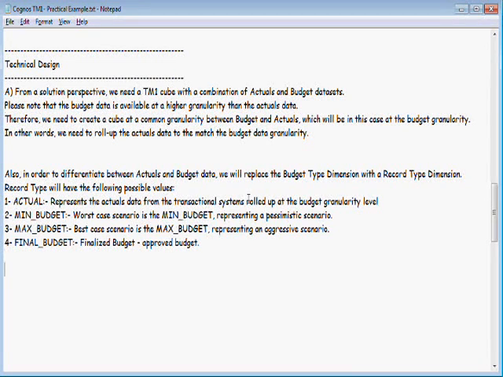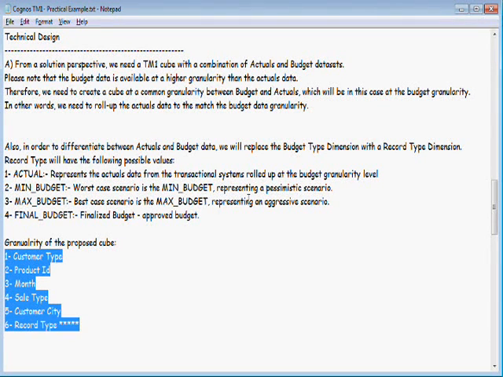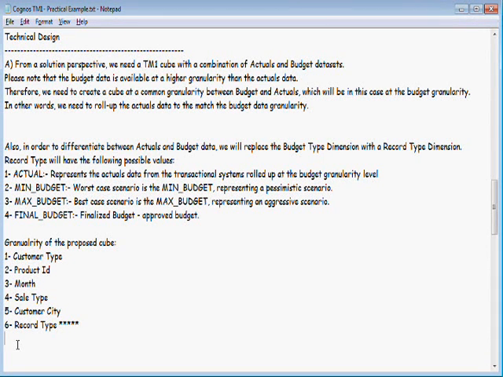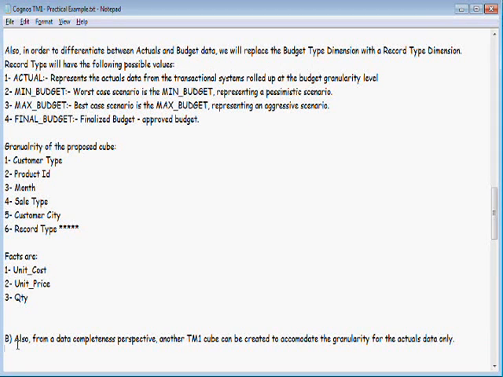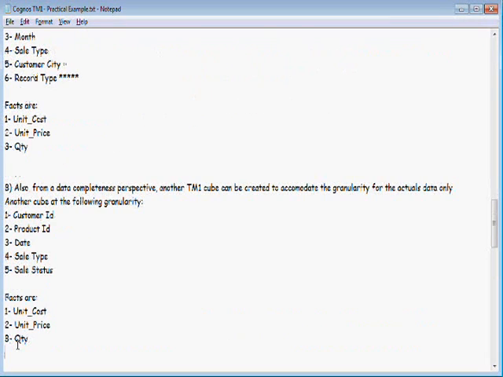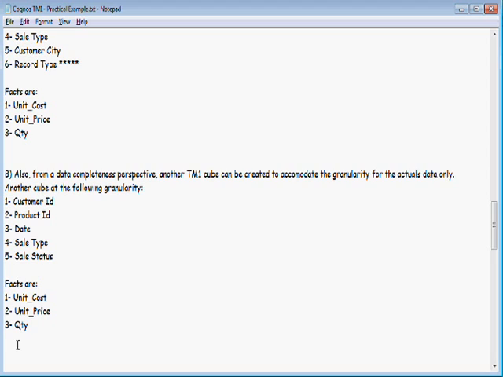So based on our understanding till now, we propose a cube of the following granularity. We'll have customer type, product ID, month, sales type, customer city, and there will be a new record type which would have these four values as we discussed. Please note that this is mostly the granularity coming from the budget data with the addition of the record type as a new change. The facts would remain the same: unit cost, unit price, and quantity. The other part of our solution would be to create a cube entirely dedicated to the actuals data only, no budget, and then we'll have the following granularity. This is the granularity coming directly from the fact table of the database, which is the actuals granularity.